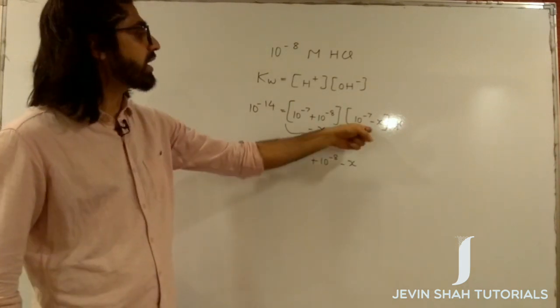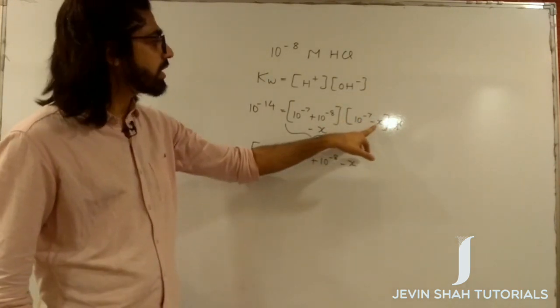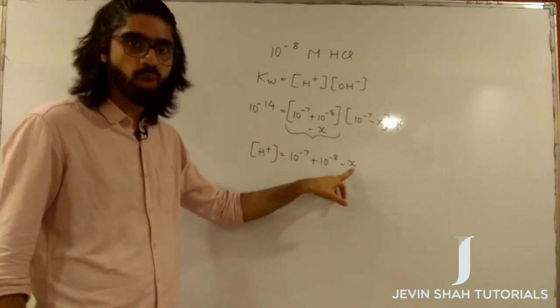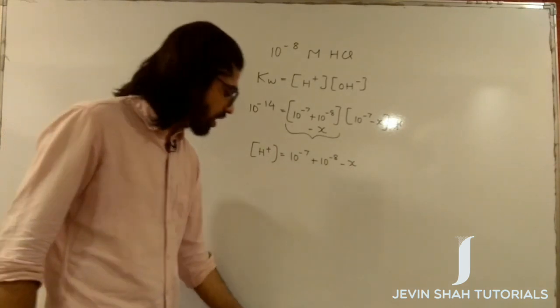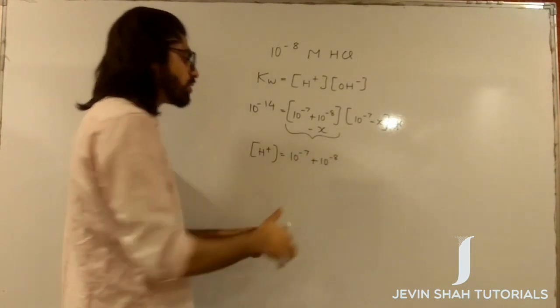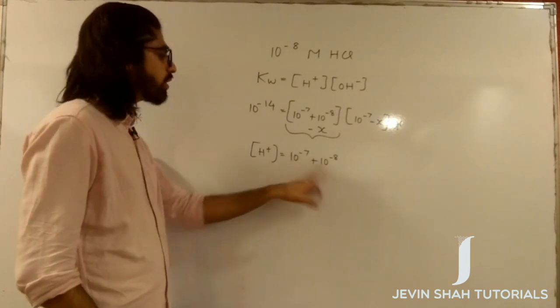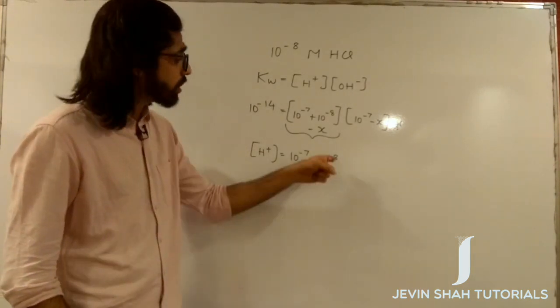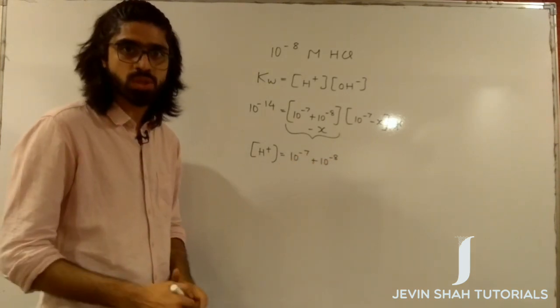So the reduction of OH minus was very little. That is, the reduction was X. X is very small compared to these two numbers, so you can say that this plus this minus X will be approximately equal to this plus this only. You cannot neglect 10 power minus 8 with respect to 10 to the power minus 7, because this is not negligible as compared to this.